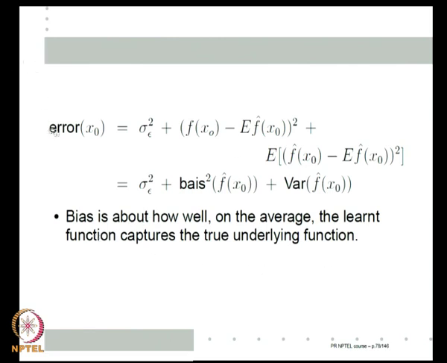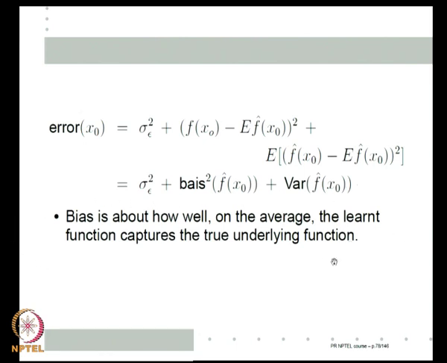Here of course, we have written the error at a particular point, but essentially we are interested in the error at all the other points. So, essentially it is a matter of whether the expectation of f hat is the same as the function f. So, bias is about how well on the average the learned function captures the true underlying function.